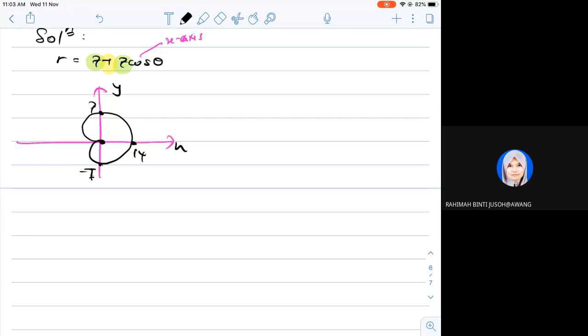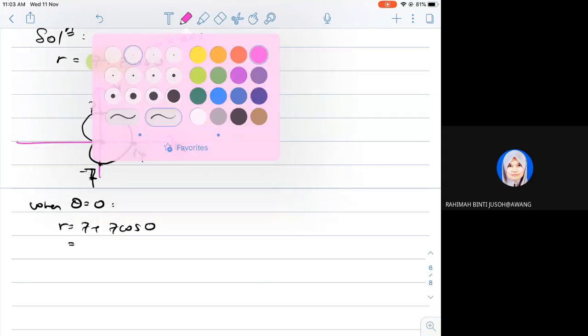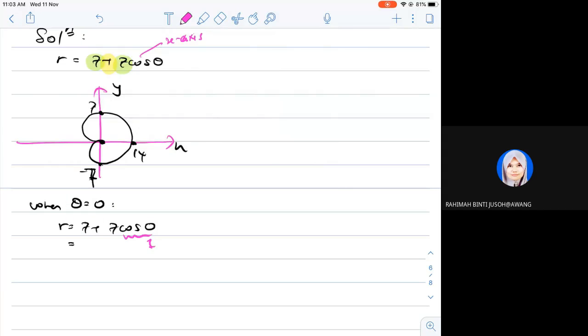Alright, so let's say when theta equals 0, okay, ni kalau you tak tahu position dia macam mana, you have to plug in the values lah. Plug in the values one by one so that you can know the coordinates. When theta equals 0, we have r equals 7 plus 7 cos 0. As we know, cos 0 is equivalent to 1. So we will have 7 plus 7, that's why we have 14. So we know that when the angle equals 0, we have this coordinate, 14.